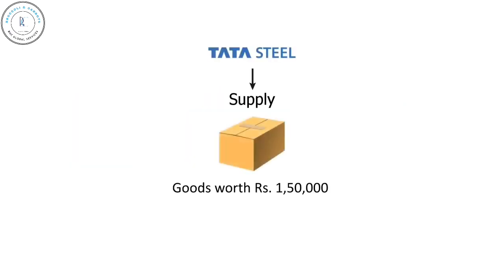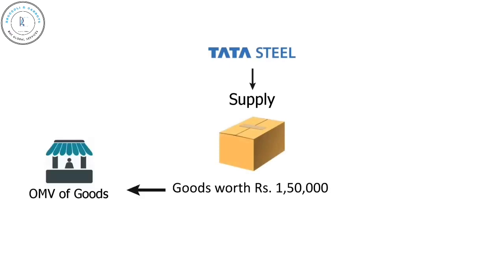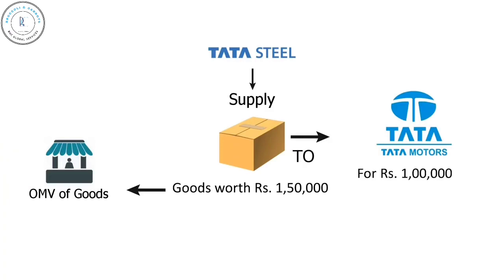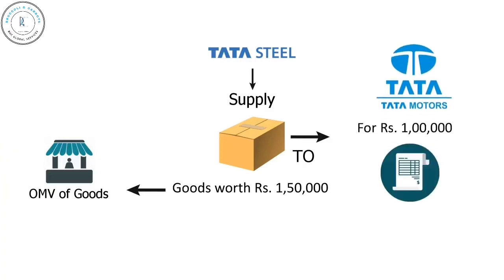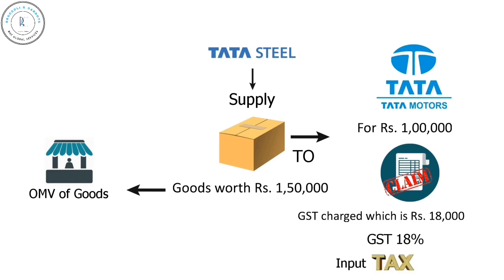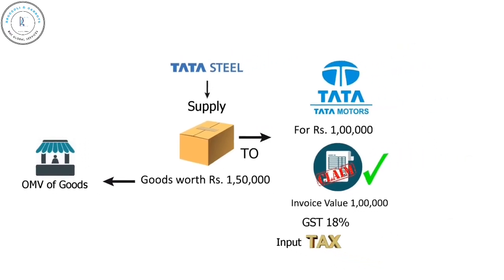Tata Steel supplies goods worth 150,000 rupees, which is the OMV of the goods, to Tata Motors for 100,000 rupees, and Tata Motors claims the full amount of GST charged in the invoice, which is 18,000 rupees, at 18% of 100,000 rupees, as input tax credit. The invoice value, 100,000, will hold true for valuation purpose.